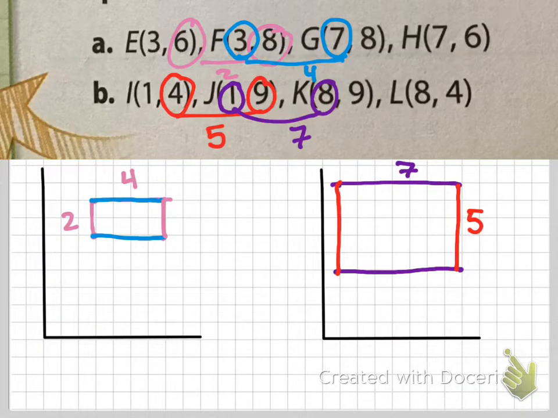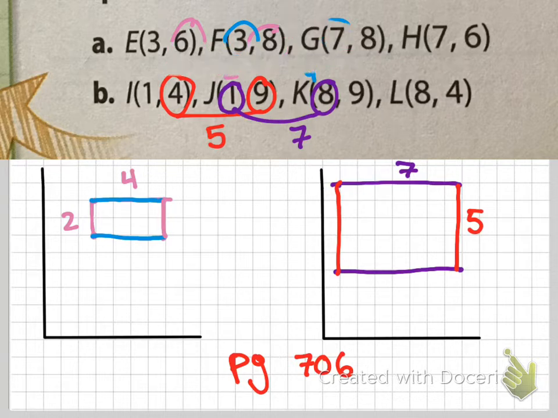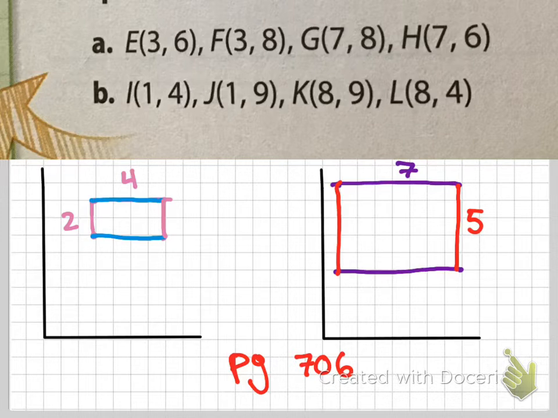So here, I have gone to page 706, and I'm currently looking at A and B. Now, with these, let's look at this all. I'm looking at my points, and I plotted them all. I've got 3, 6, 3, 8, 7, 8, and 7, 6. So when we're picking this out, we look at our x values. Here are our x values, 3 and 3. If we subtract those, we get a side length of 0. Does that make sense? No. So we're not going to be dealing with that one.